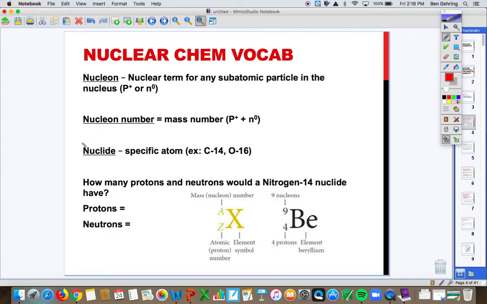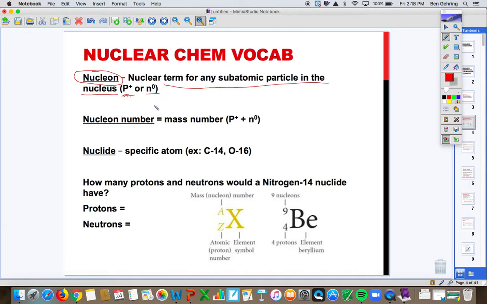To start with, in nuclear chemistry, we talk about what's called a nucleon. A nucleon is a term for any subatomic particle found in the nucleus. So if you think back, we know that there are two particles found in the nucleus. Those are protons and neutrons, I apologize. Protons and neutrons are found in the nucleus, and so those are our nucleons.